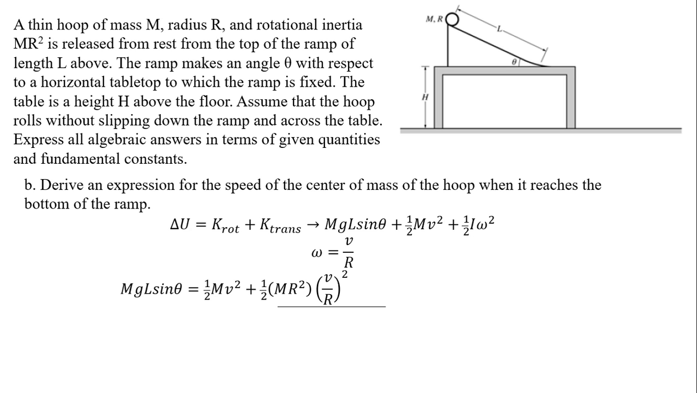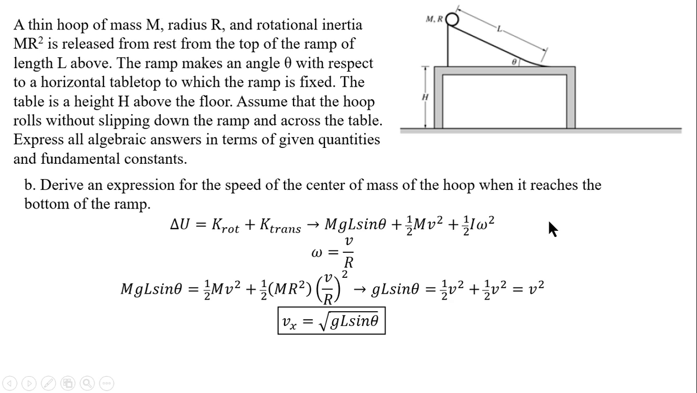Okay, so omega equals V over R. m g L sine theta, looks like I kind of forgot to put an equal sign right there. Sorry, another little mistake. My apologies. Equals 1/2 m v squared plus 1/2 m r squared, that's our I that we're given, times V over R squared, that's our omega. So m's cancel out. You get g L sine theta equals 1/2 V squared plus 1/2 V squared, which equals V squared.